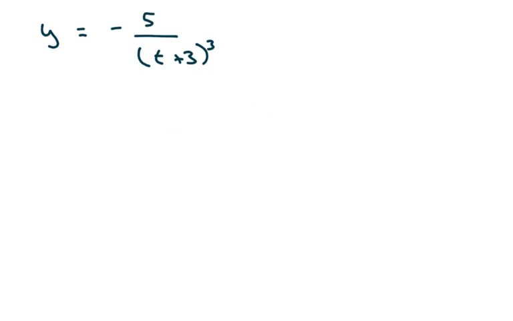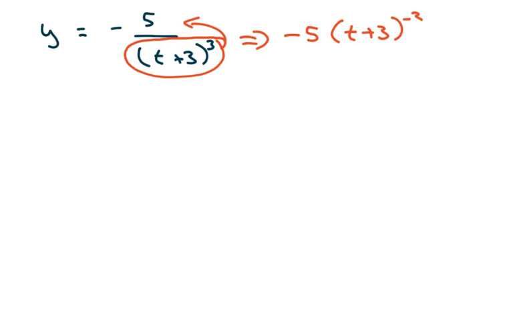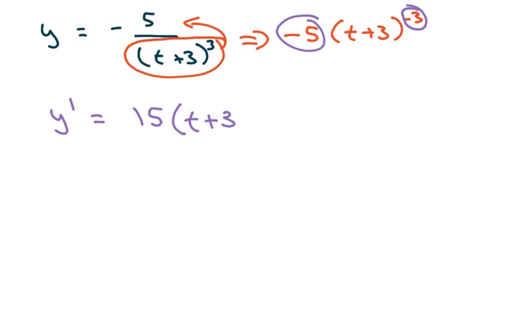And our last one is this one. So again, I'm just going to move him up, write him as a negative exponent, so that's going to be negative 5 times t plus 3 to the negative 3. And then I'm going to go ahead and take the derivative of y. So that's going to be negative 3 times negative 5 is 15 times t plus 3. Negative 3 minus 1 is negative 4. And our final answer would be 15 over t plus 3 to the 4th power.